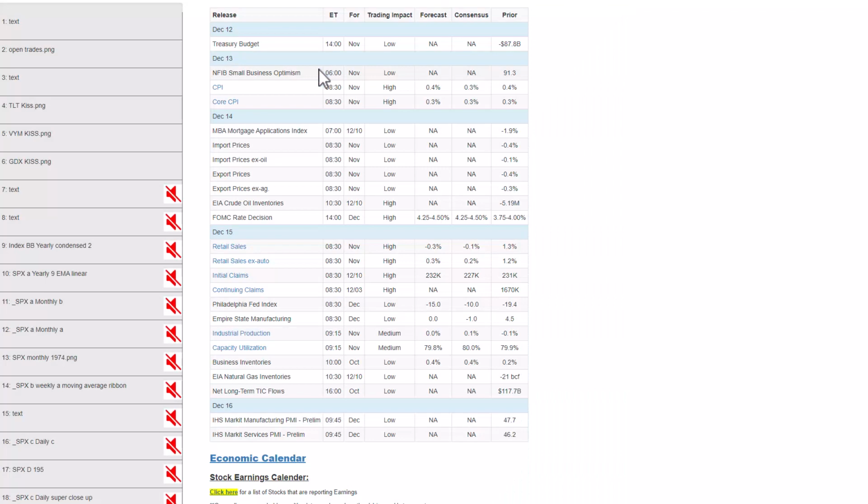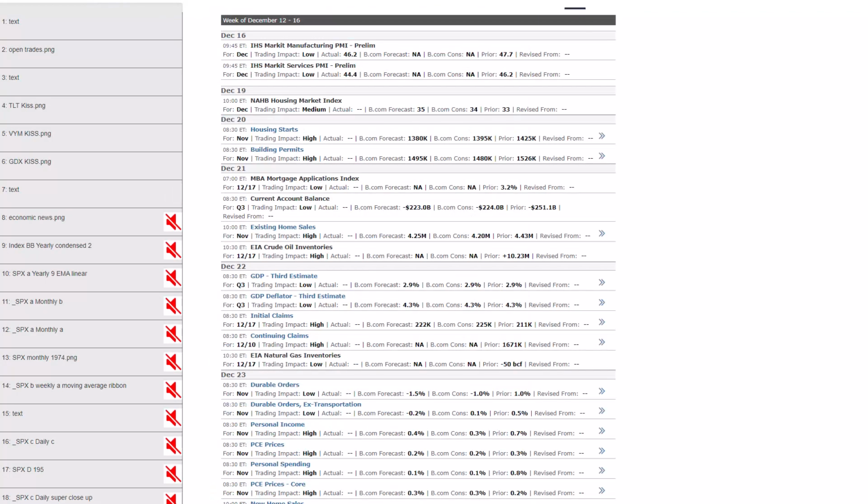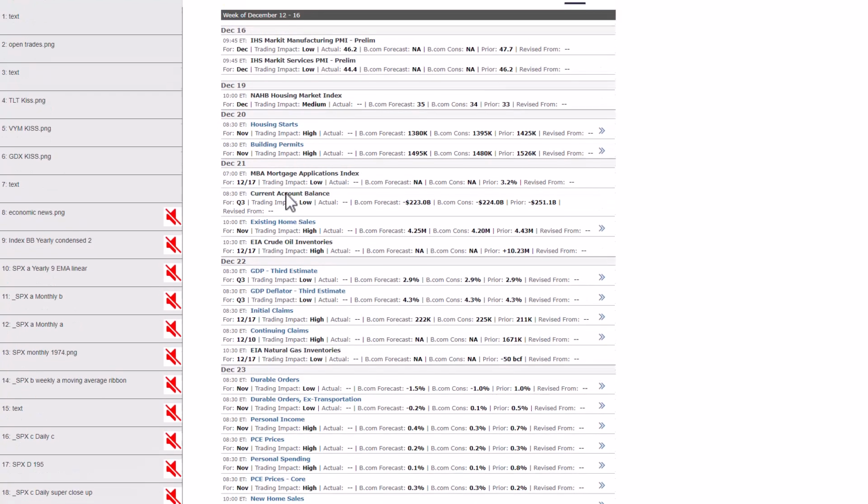Next, item number 8. So image number 8 below is our economic news calendar. This is a little different format. The format we looked at is not working, so I took this image. But here's the news for the docket this week.